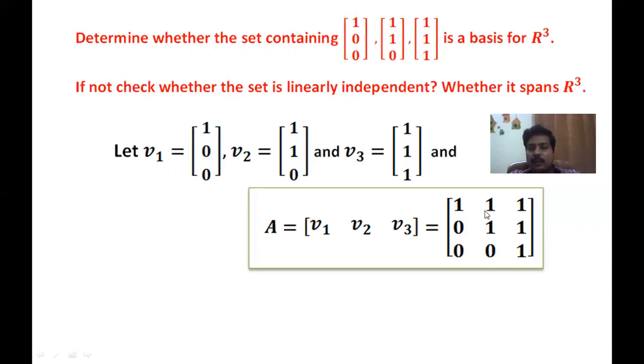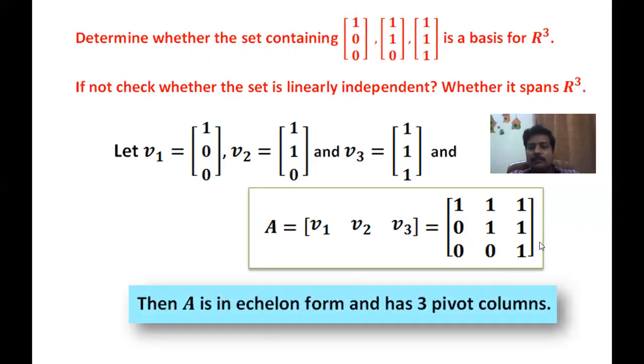So it is now in echelon form. The matrix A is in echelon form, and we can observe that there are three pivot columns. This is the first pivot position, second pivot position, and third pivot position. So this column is known as a pivot column. This is also another pivot column. This is another pivot column. So there are three pivot columns in A.